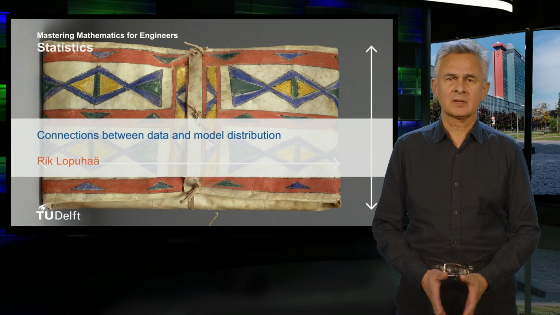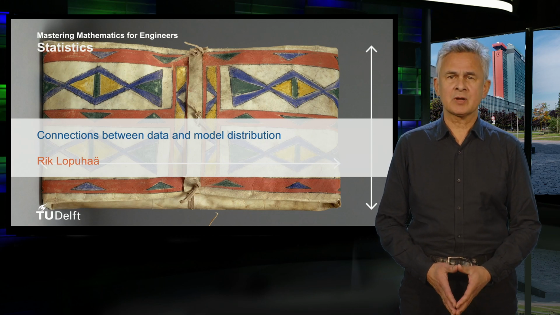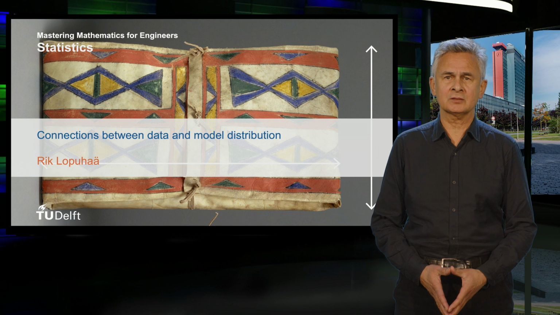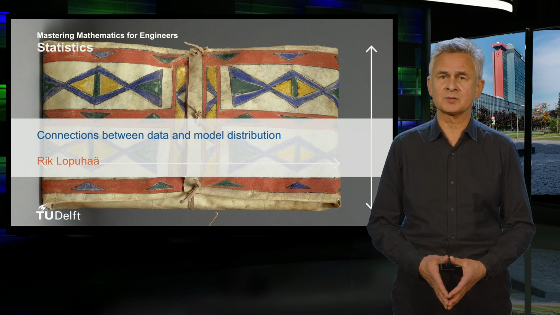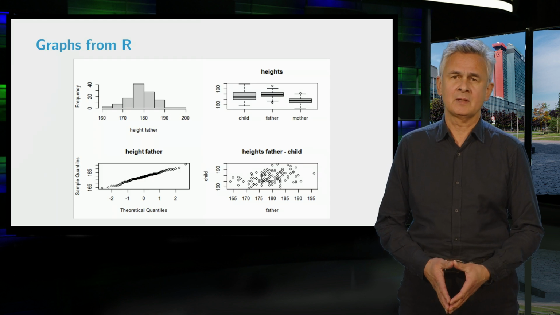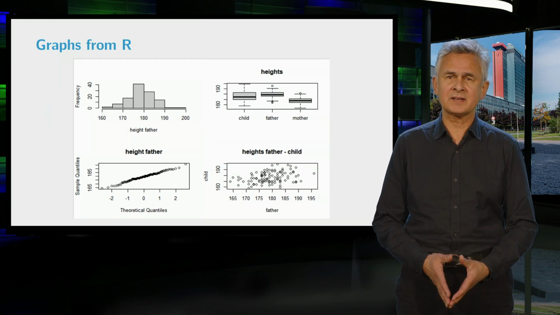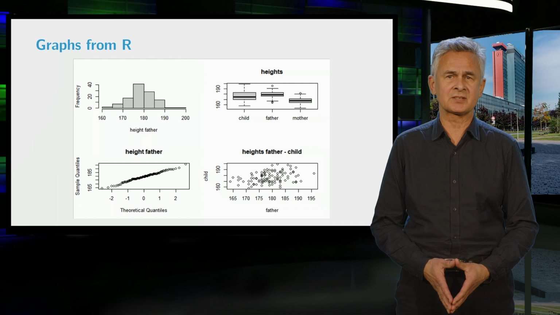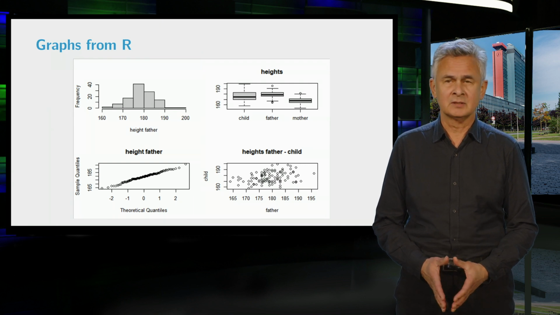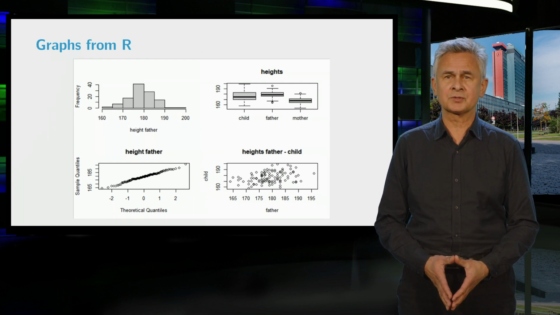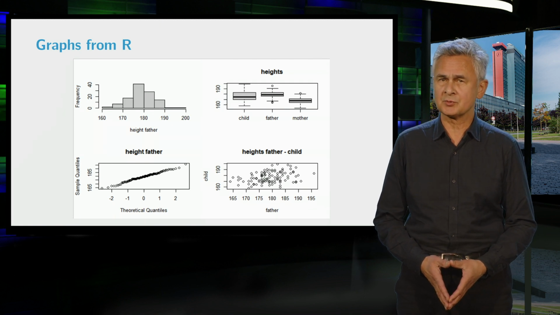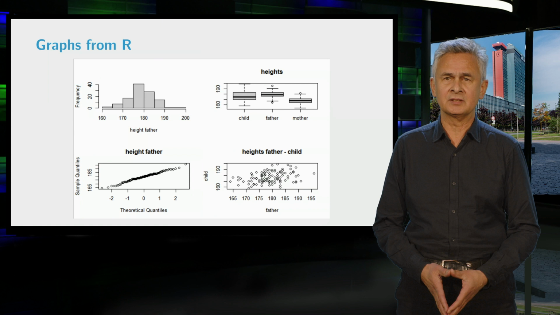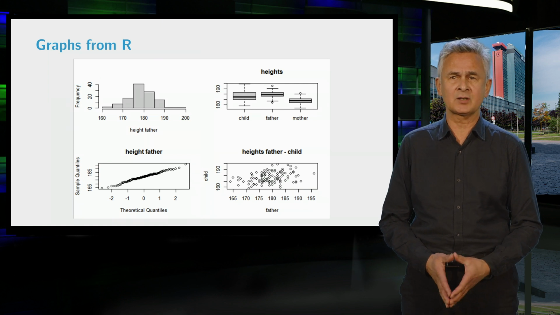Hello everyone. In the previous videos, you have learned how to use the package R to summarize datasets, both in terms of numbers as well as by means of graphs. The main objective was to find out what kind of features the data possesses. However, the numbers and graphs that R produces can also be used to select a suitable probability distribution to model the uncertainty that is involved when one is collecting observations.